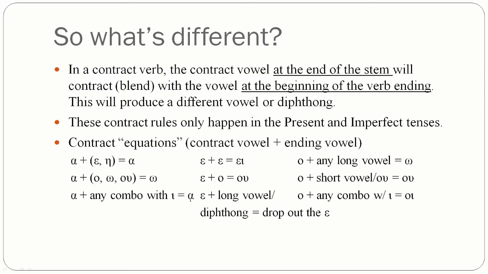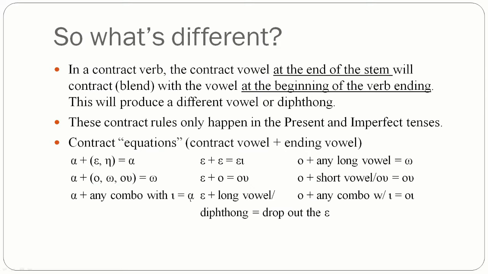Now, something to remember, these contract rules will only work in the present tense and the imperfect tense. Okay, the imperfect tense is based on the present stem. And so the actual contraction only happens in those 2 tenses, the present and the imperfect. You do not have to worry about contraction in other tenses, and we'll go over those briefly a little bit later. Only the present and imperfect contract once again.